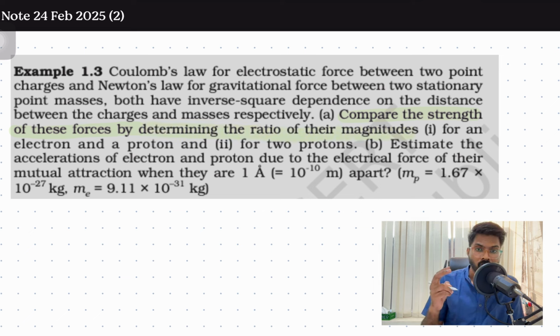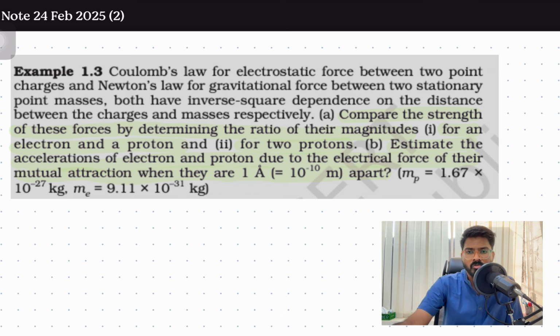We have to do that 2 times, one for an electron and a proton, then for the second time for 2 protons. This is the first part of the question, which itself has 2 parts. Next, estimate the accelerations of electron and the proton to the electrical force of their mutual attraction when they are 10 to the power minus 10 meter apart, which is also called as 1 angstrom. For this they have also given us some constants: mass of proton, mass of electron.